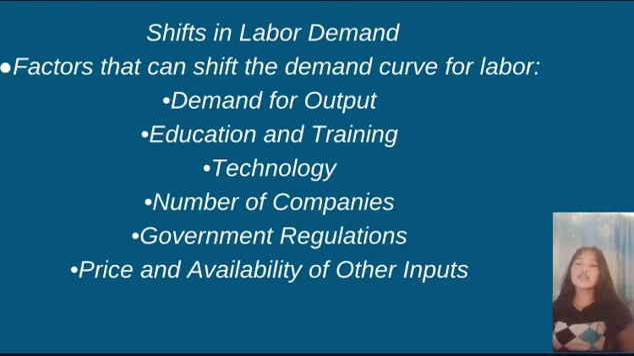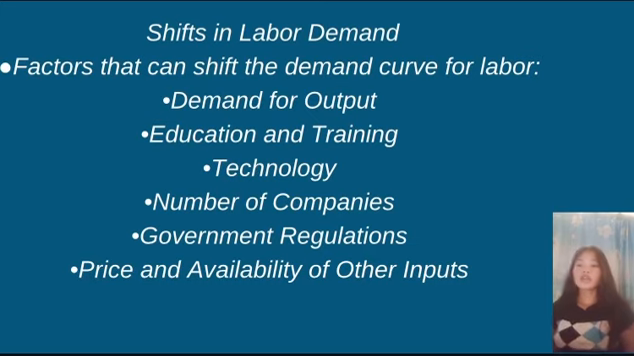There are six factors that can shift the demand curve for labor. First is demand for output. Demand for output describes the limitation the firm faces in doing this task. The demand curve for output constrains the firm because it gives the maximum price that a firm can charge for each unit of production.